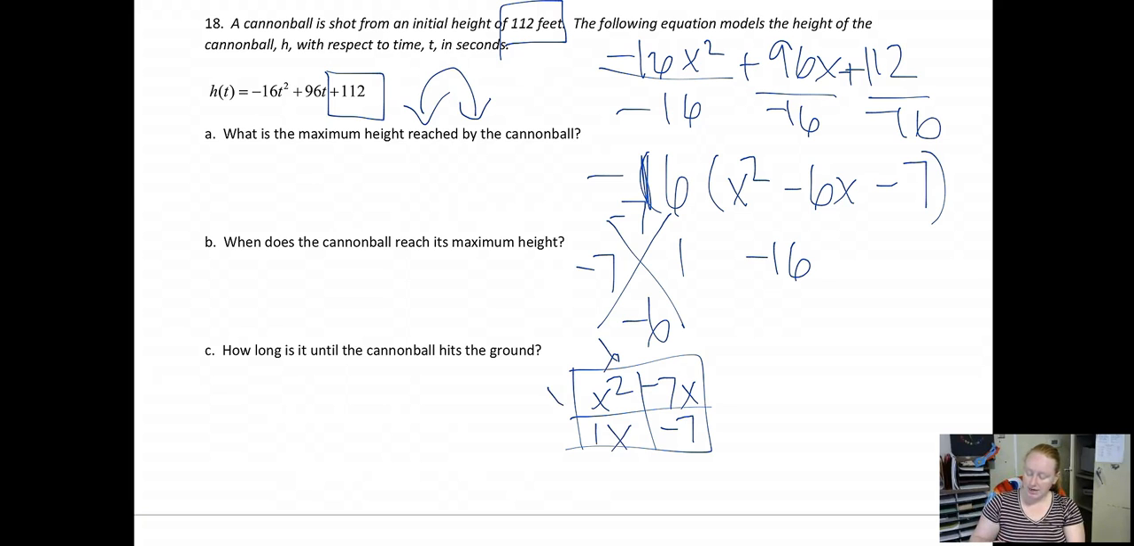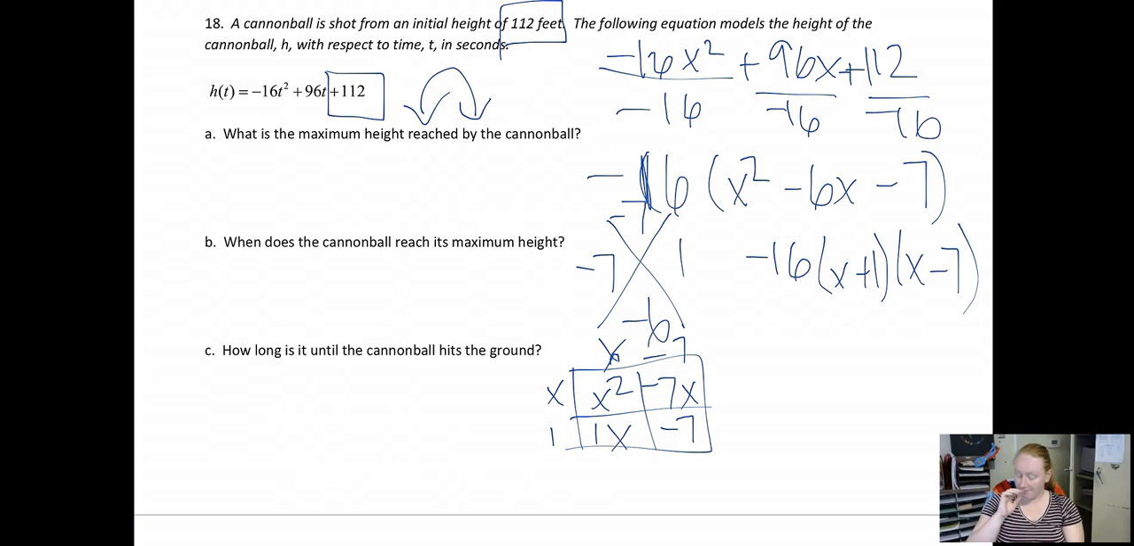This is x and x always. X times negative 7 makes negative 7x. X times 1 makes that 1x. I can double check myself. 1 times negative 7 makes negative 7. So I get x plus 1, x minus 7. Done.